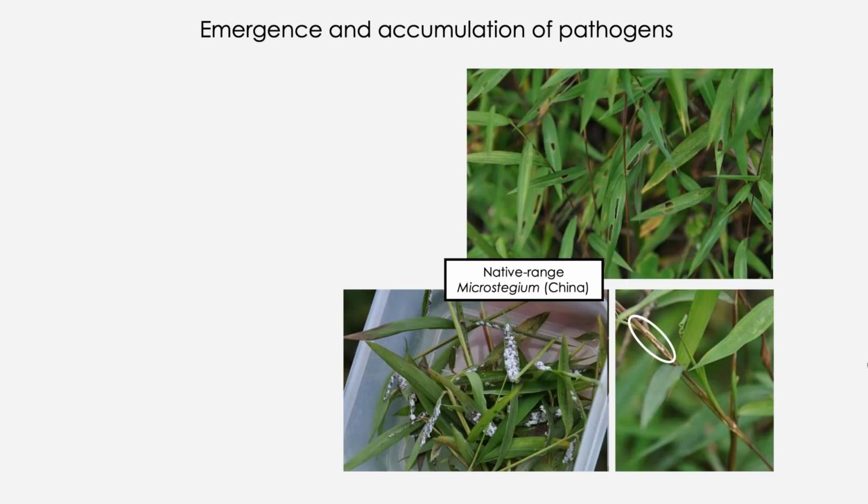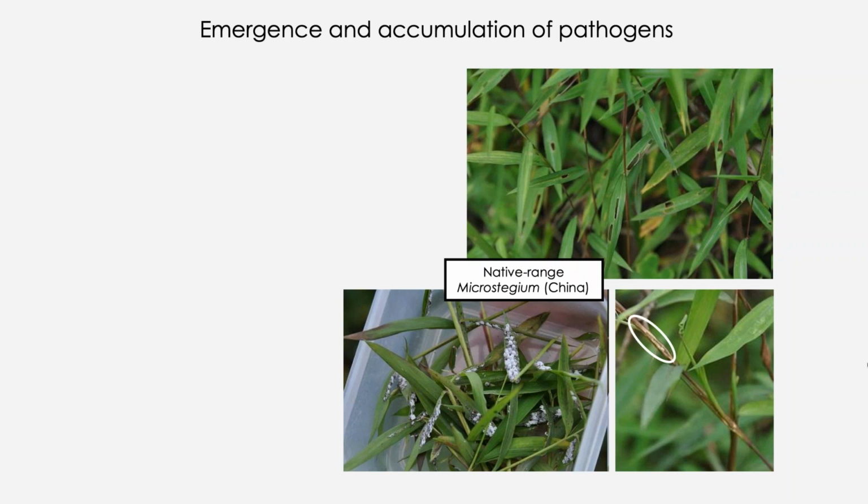Okay, so now I want to turn to another biotic driver of long-term patterns in invasions, and that's the idea of emergence and accumulation of pathogens. The idea here is that in the home range of a species, such as the home range of microcesium in China, there are a wide variety of enemies, either insect enemies, which you see here from photos that I took on a trip back in 2011 to China, or potentially pathogens, which we know have been documented on microcesium in China, although I don't have any good photos of them.